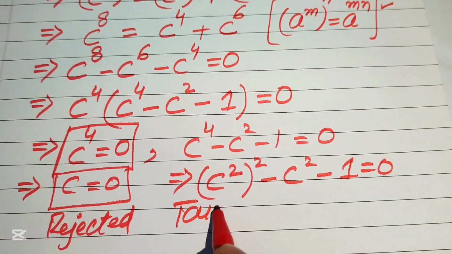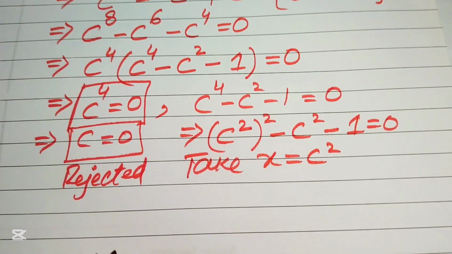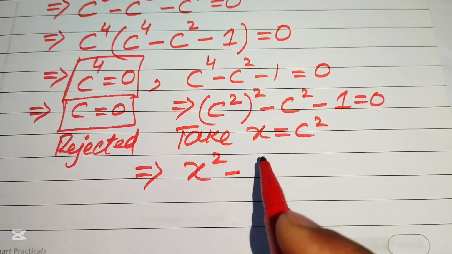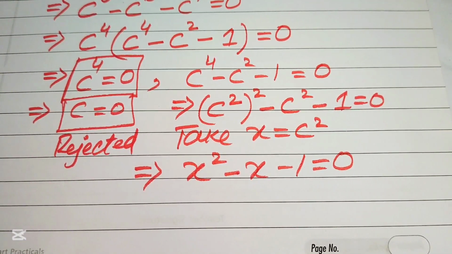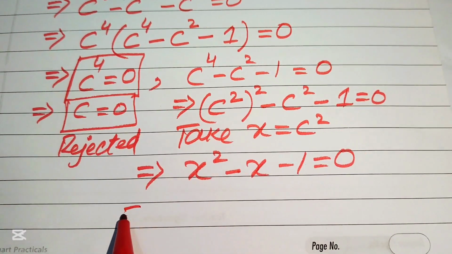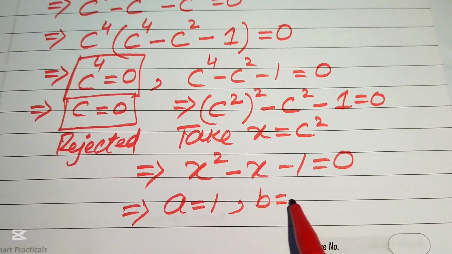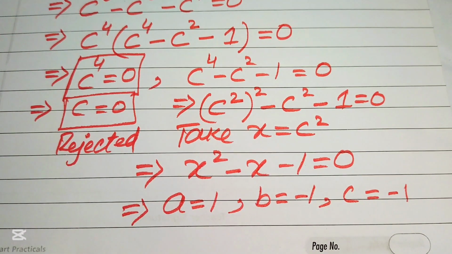Here we take x equals c square. So when we take x equals c square, our above equation is written as x square minus x minus 1 equals 0. Now you see this equation becomes quadratic in the x variable, so we first find the value of x, and after that we find the value of c. To find x, first we write the coefficients of this equation: a equals 1, b equals minus 1, and c is also equal to minus 1.